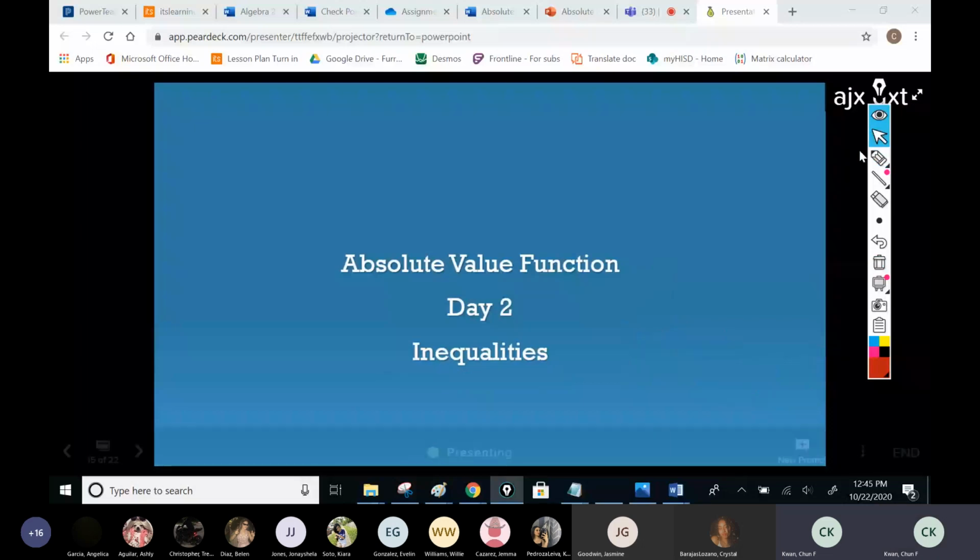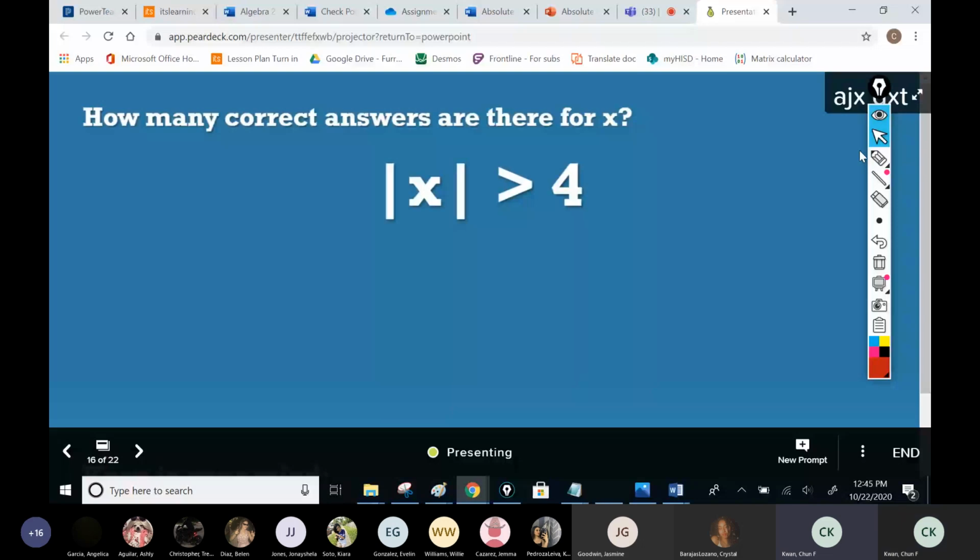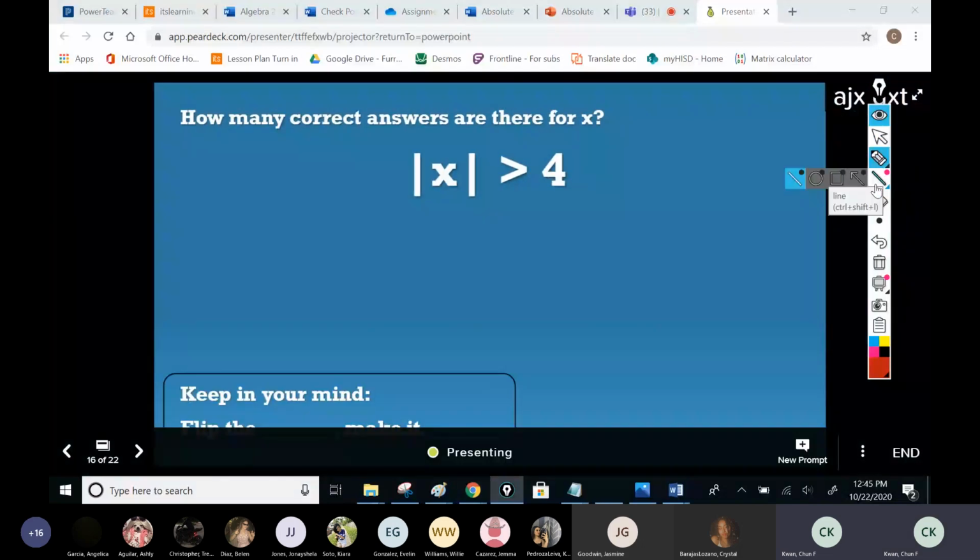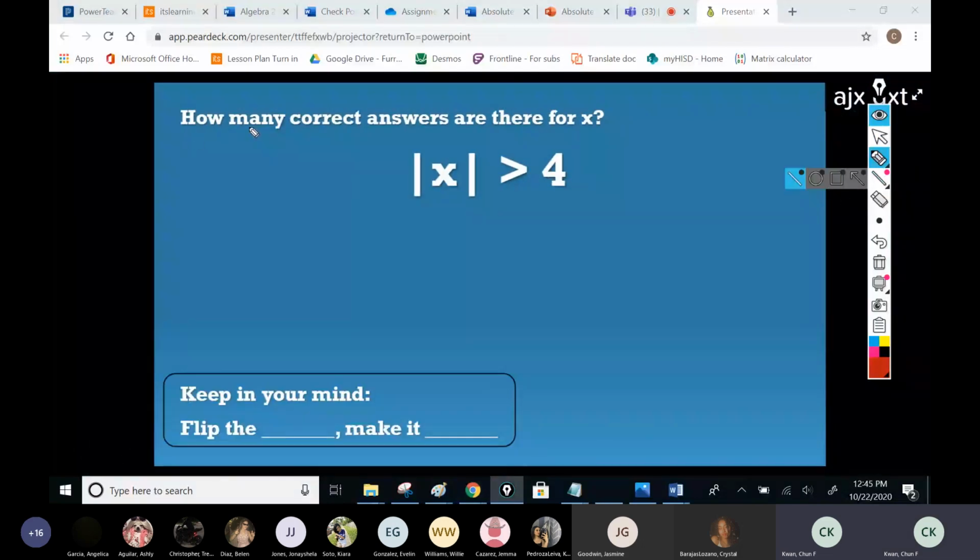All right, so let's move on to this right here. You don't have to write that, but I want you to listen. So how many correct answers are there for x? As soon as you see the absolute value symbol, you have to expect there are two answers, always. When you see an absolute value symbol, 99% of the time you will have two answers.